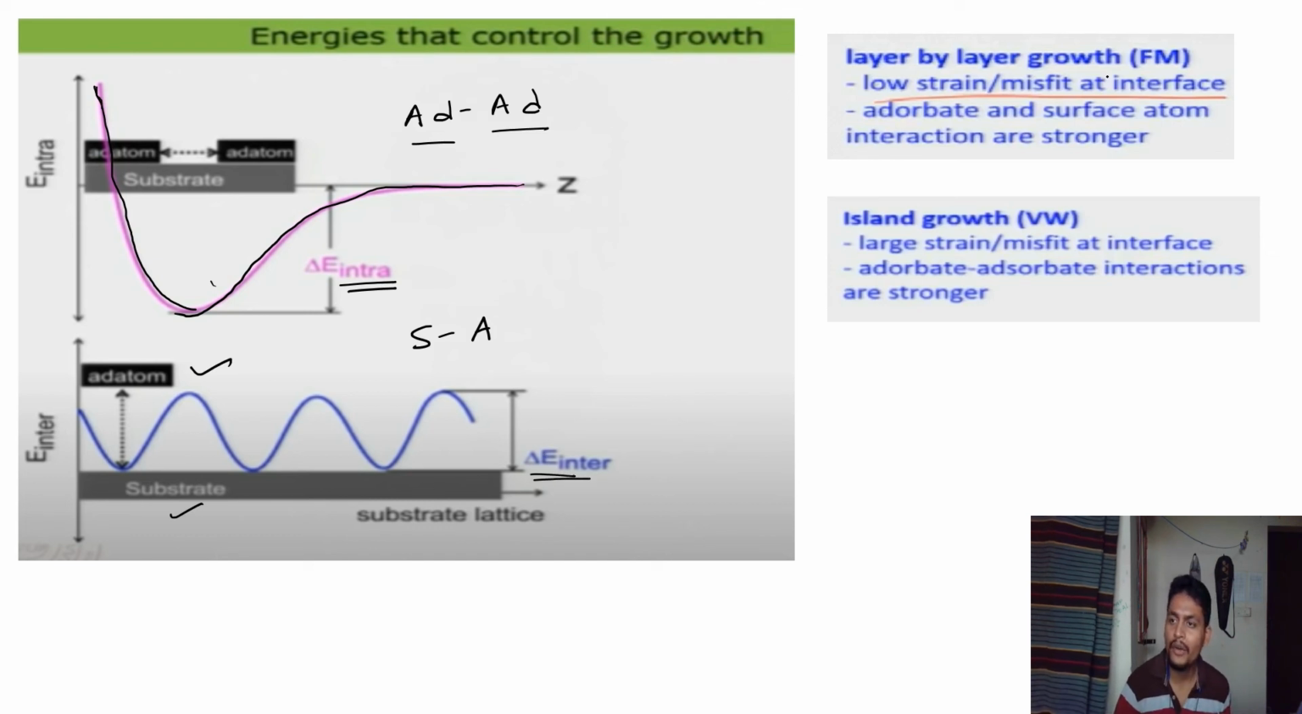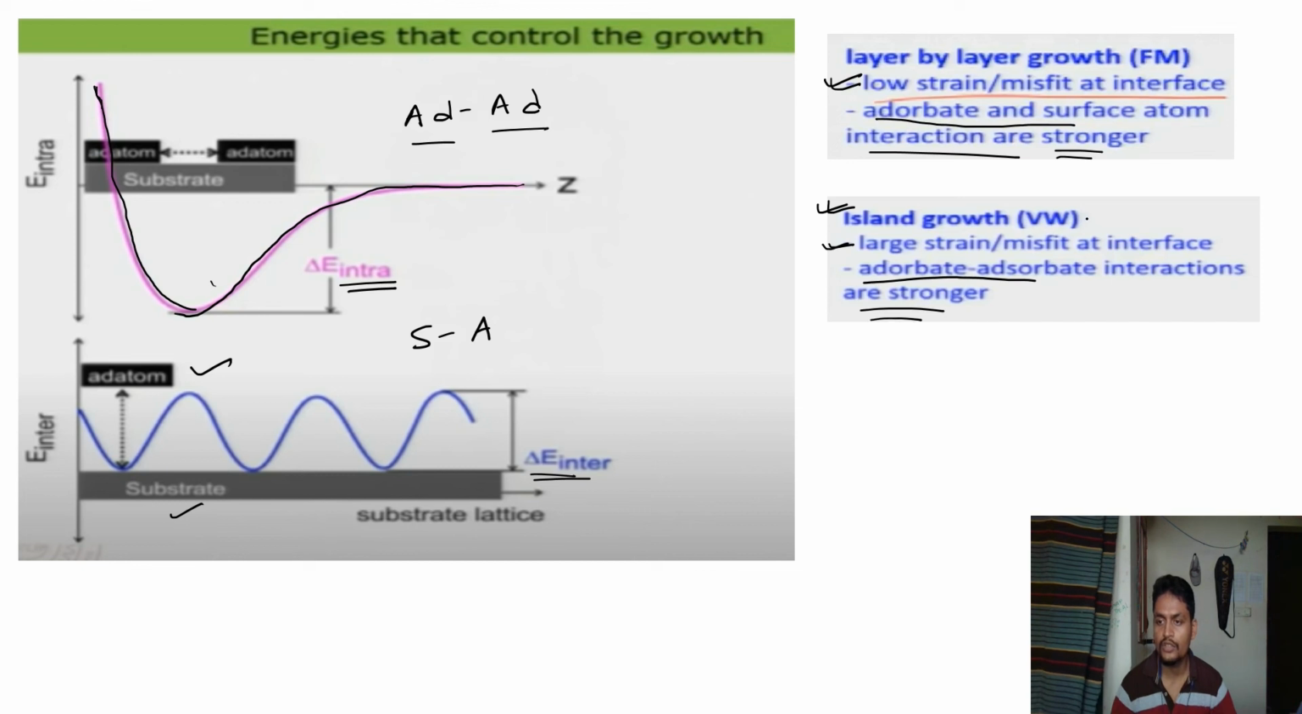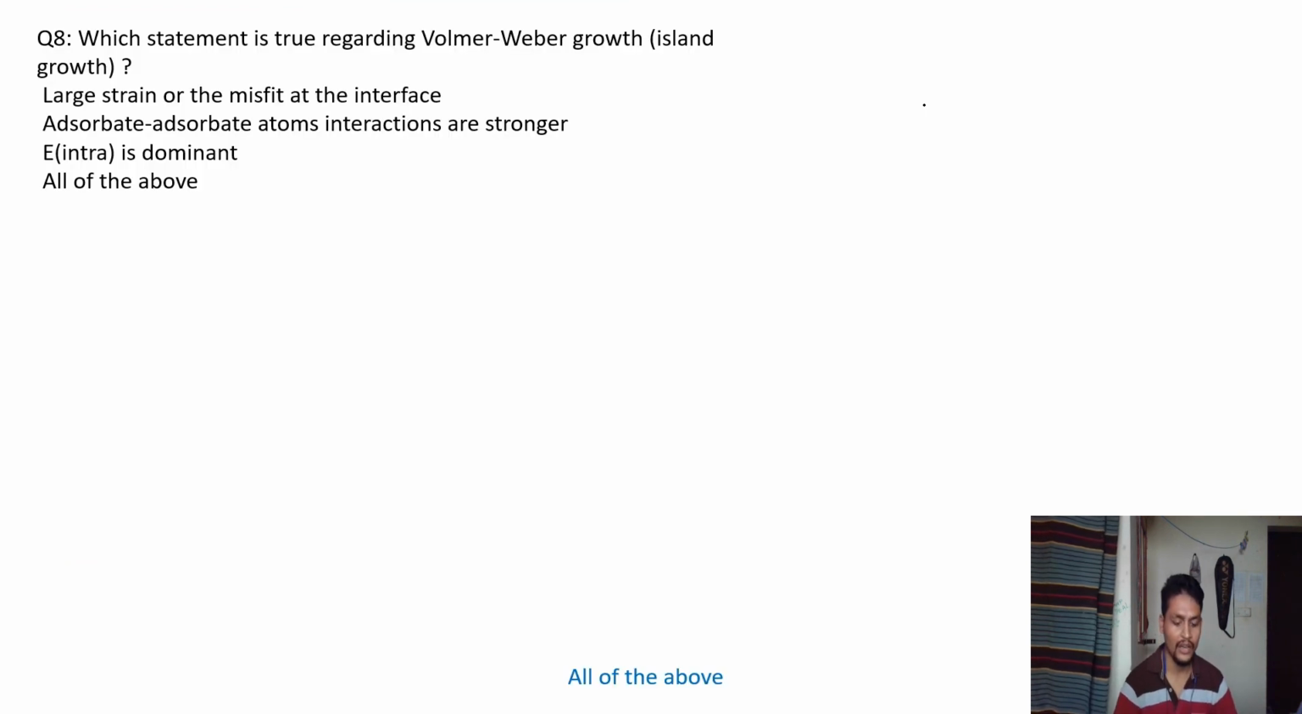Now, in case of layer by layer growth, obviously low strain is required, as I discussed already, and the adsorbate surface interaction needs to be stronger. Otherwise, island formation will occur. If there is a misfit at the interface, it cannot be layer by layer, and island growth is much more favorable, and at that time the adsorbate interactions are also stronger. So in case of Volmer-Weber, this will be the case, and this will have the FM growth, or layer by layer growth.